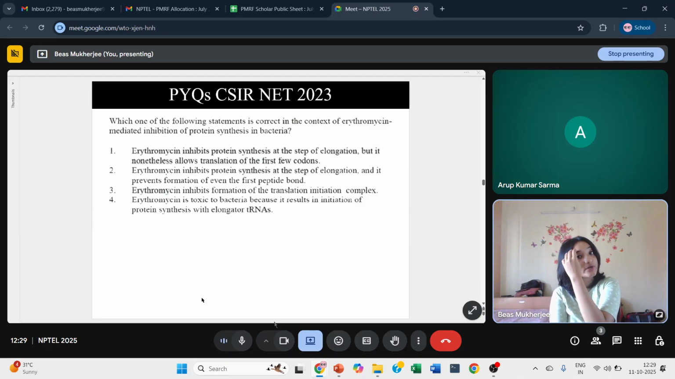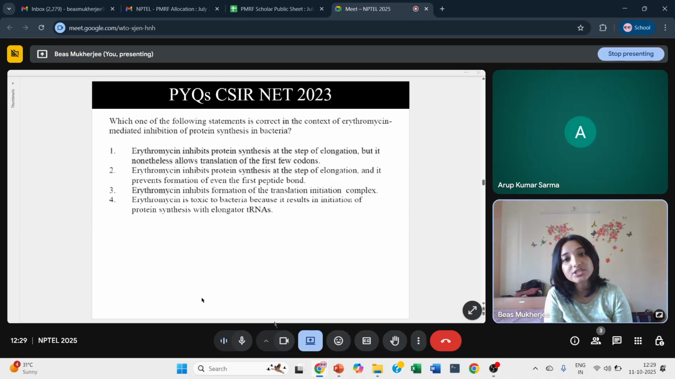Now we have a question from CSIR NET 2023 once again. Which of the following statements is correct in the context of erythromycin mediated inhibition of protein synthesis in bacteria? Erythromycin inhibits protein synthesis at the step of elongation, but it nonetheless allows translation of the first few codons.